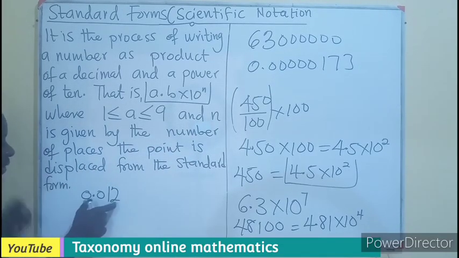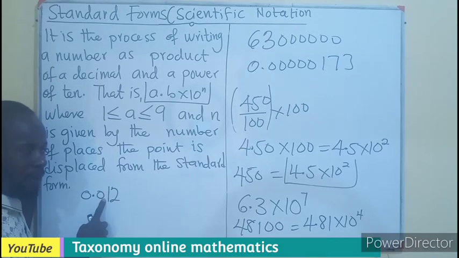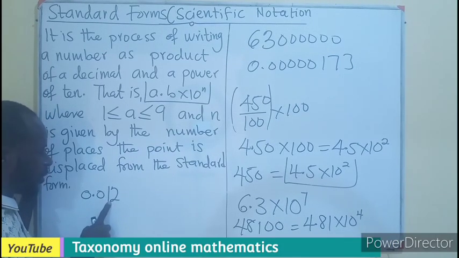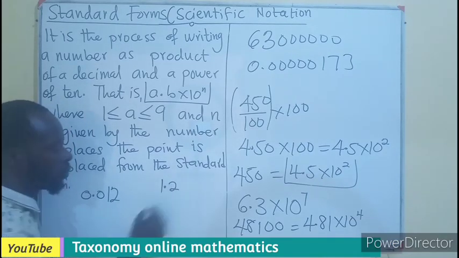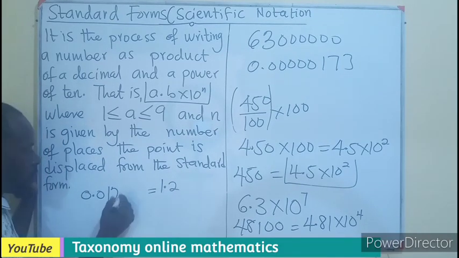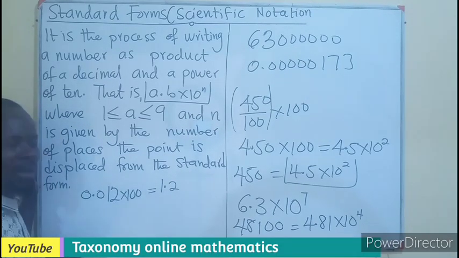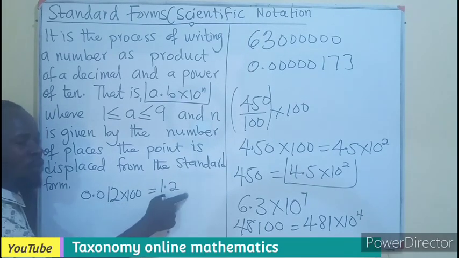We can see that if I move this point to this place, I am multiplying by 10. If I move it to this place, I am also multiplying by 10. Which means, in order to write that, I'll have 1.2. This 1.2 will be equal to the multiplication of this by 100. You see, this multiplied by 100 gives 1.2.